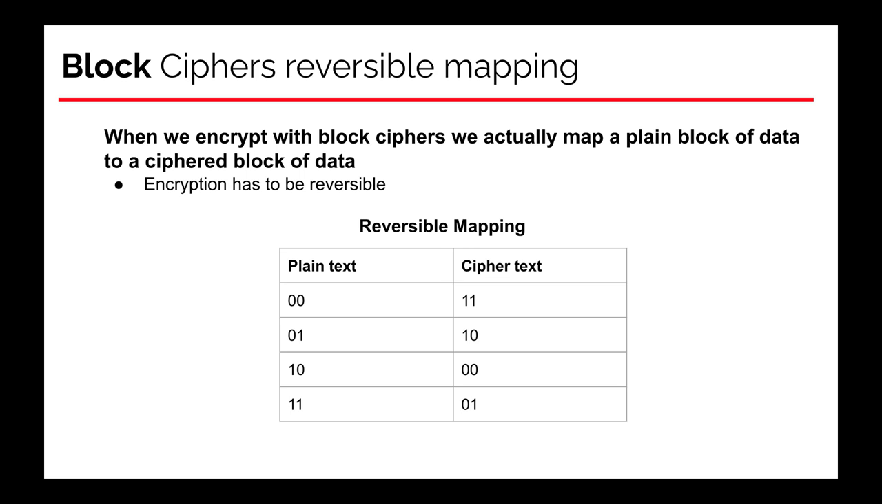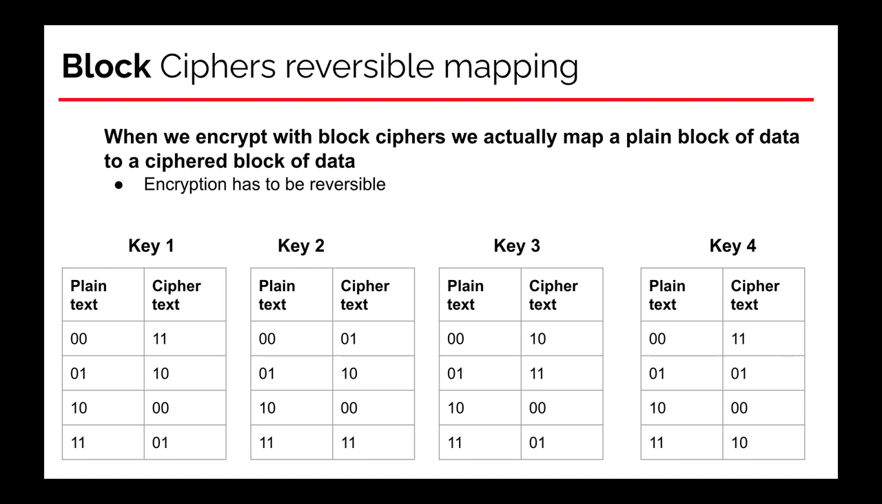Now, the following concept may be a bit confusing. When we use a 2-bit key, we have four possible values. That is 00, 01, 10, and 11. Now, think of it as a table, a table that maps a plain text to a cipher text. If we're using permutations, we can actually get 24 possible values out of the four possible values. Each value is a different combination or a different permutation of the different bits.